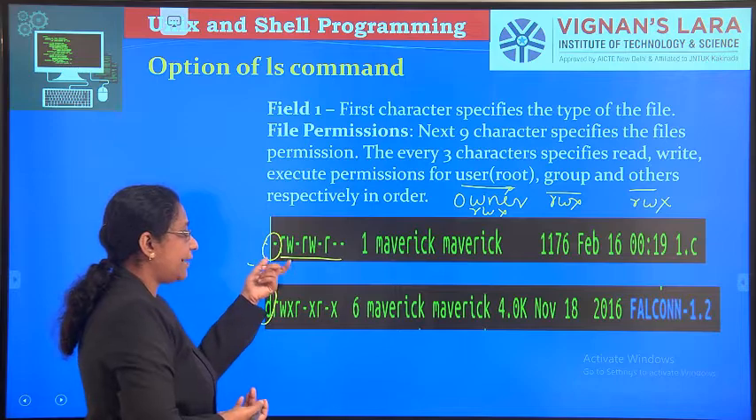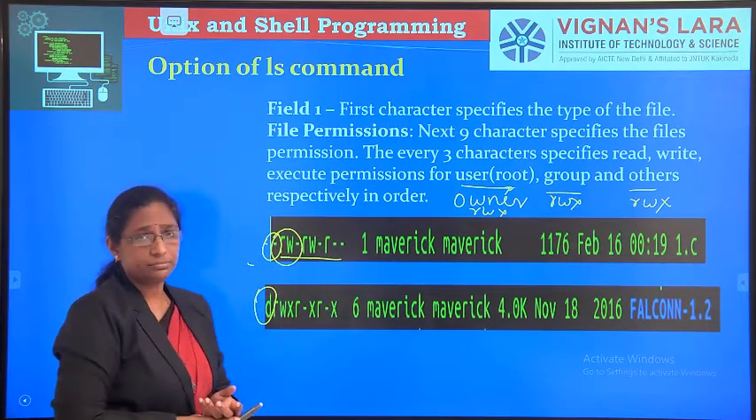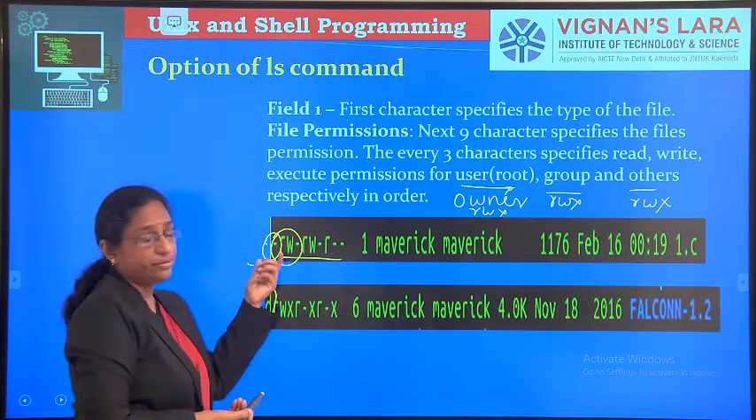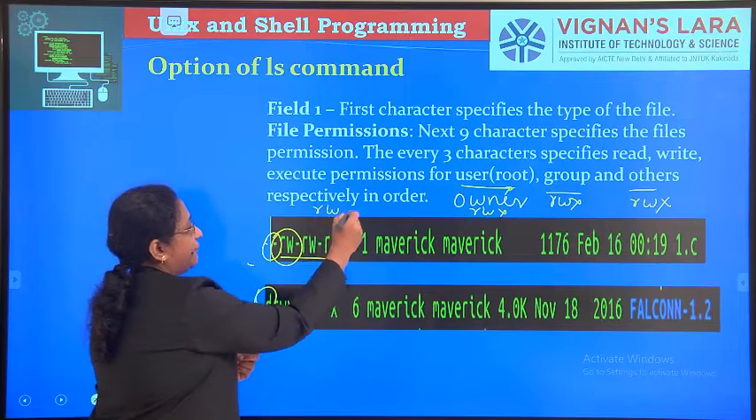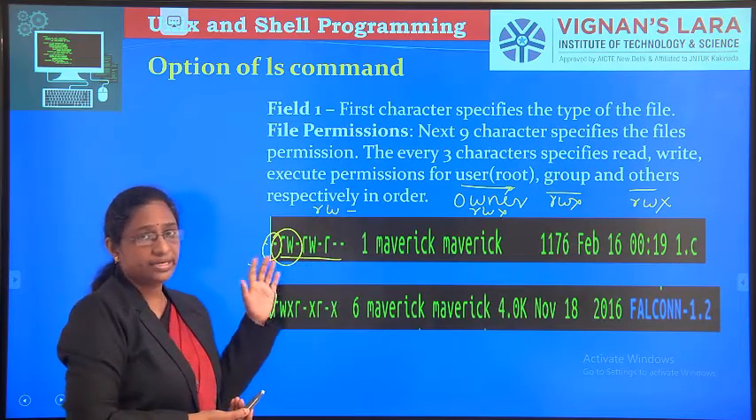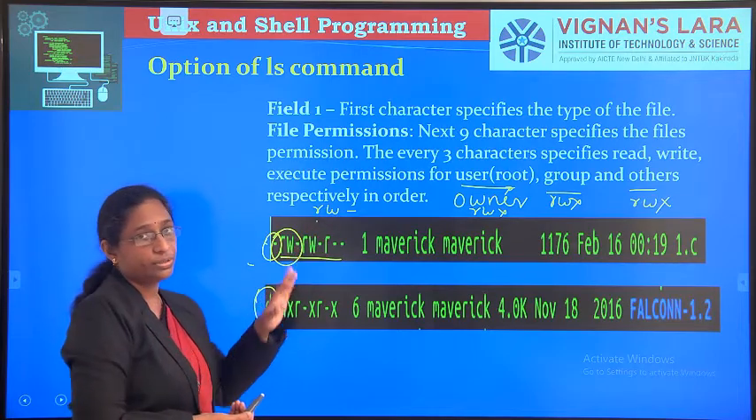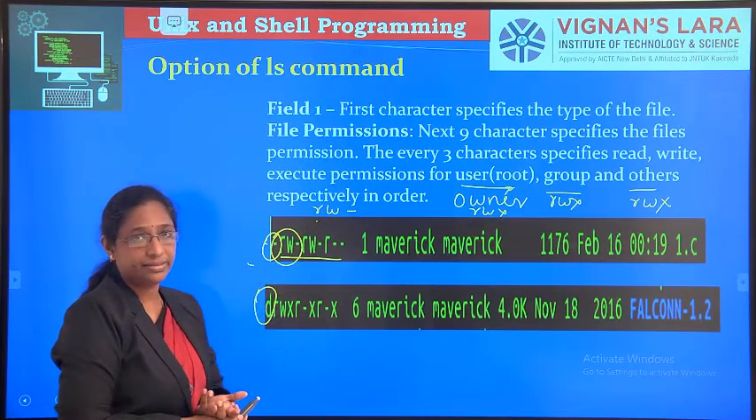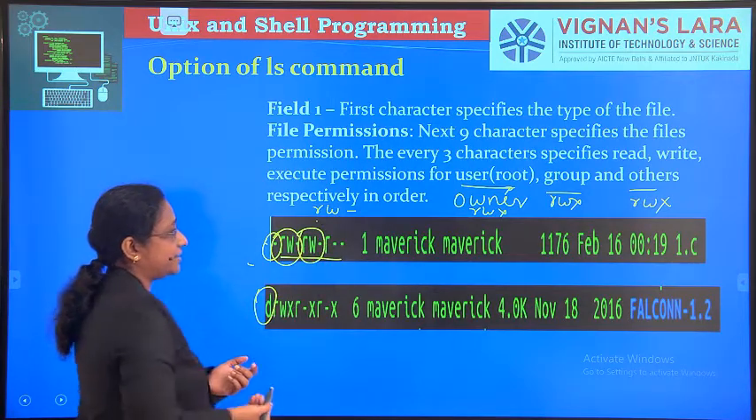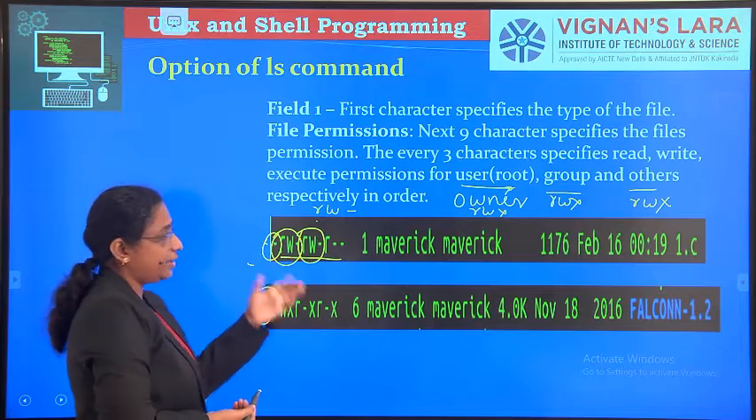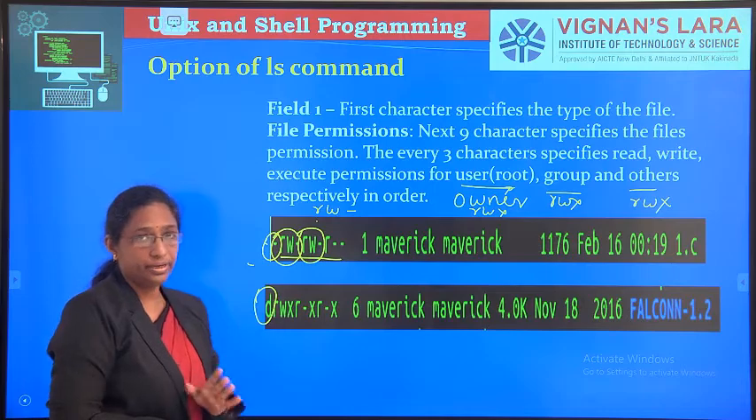For example, see here, read and write permission is given for the owner. So the user is given only read and write permission. Execute permission is shown with a hyphen, which means the owner does not have the execute permission. He can only read the file, write the file, or update the file. Similarly, for the group there are another 3 characters, where the group can also read and write, but does not have the permission to execute.